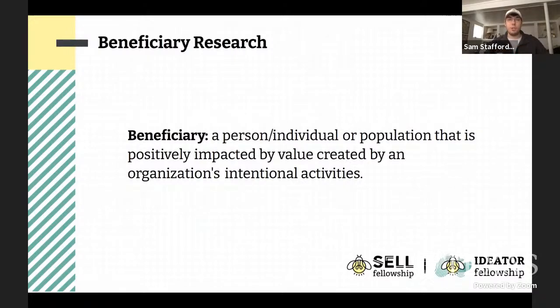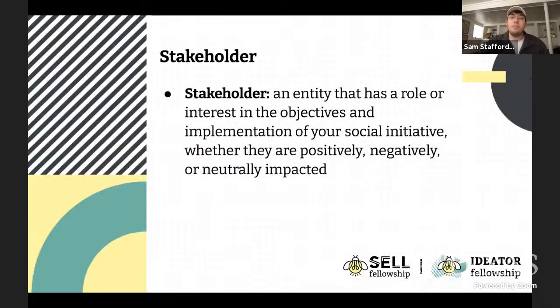I'm going to create a solution, or help create value, through my organization, through these intentional activities that are going to support this beneficiary, this person. And all of your research should be targeted around these things. And that differs from a stakeholder, as a stakeholder is an entity that has a role or interest in the objectives and implementation of your social initiative, whether they're positively or negatively or neutrally impacted.